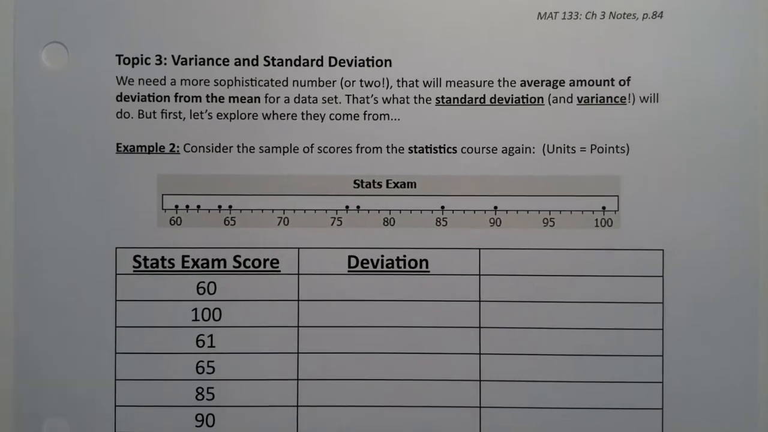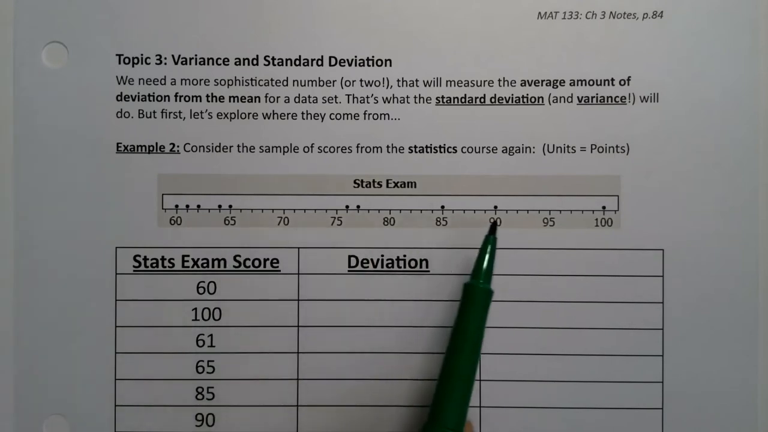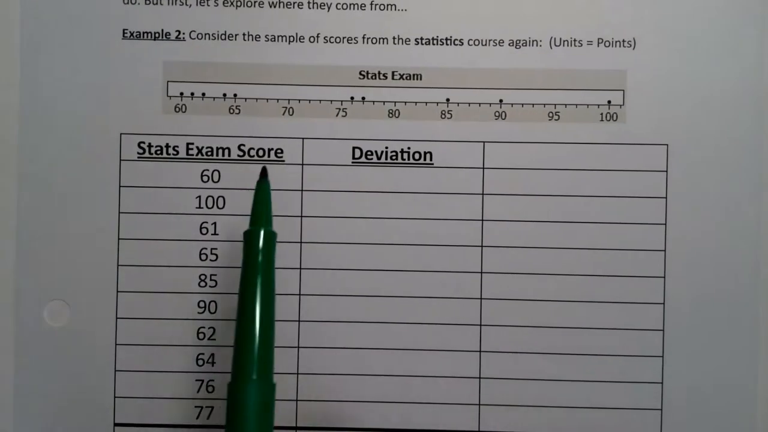Now, this is a one-time only deal. We're going to find this by hand once, so you can see how this works and what these two values mean. So let's look at the statistics exam again. Here's a nice dot plot of the scores, and there they are in a table.